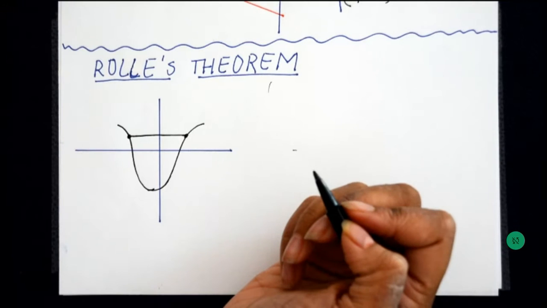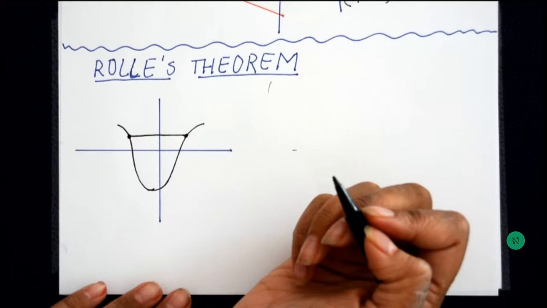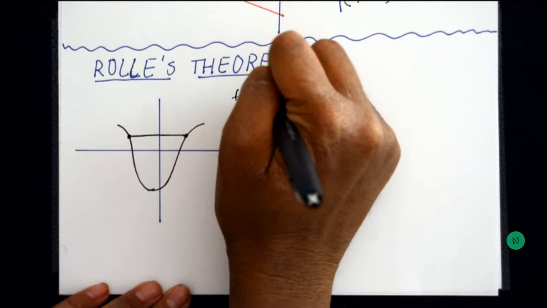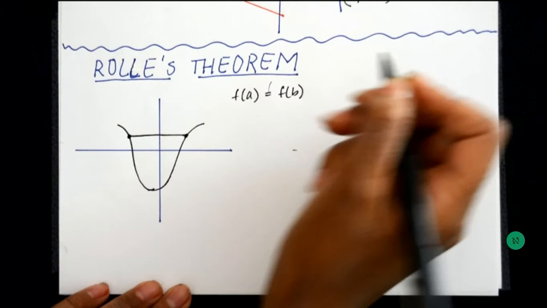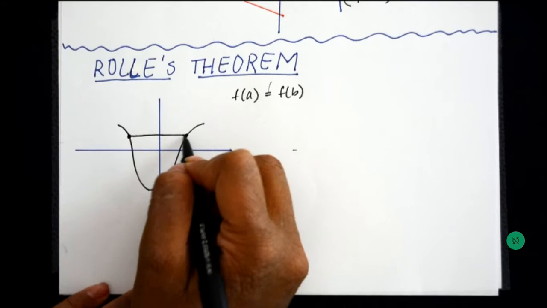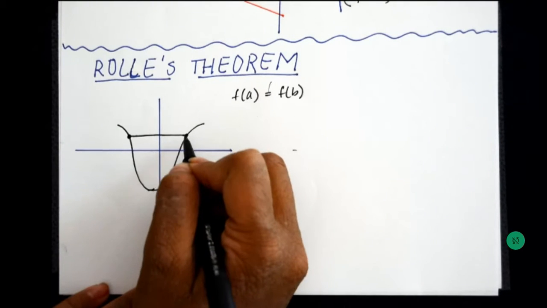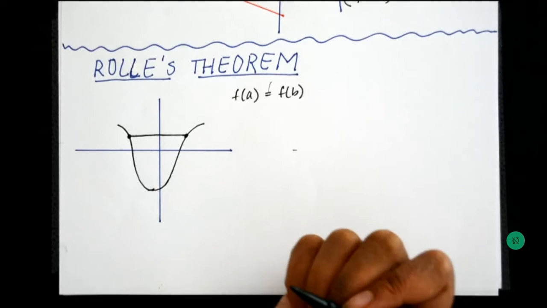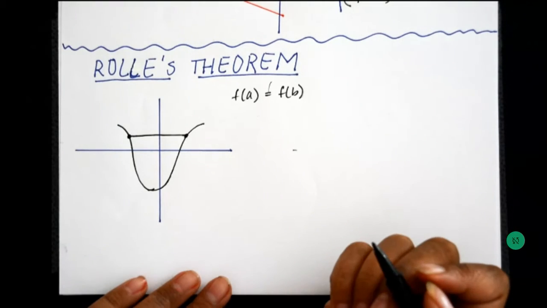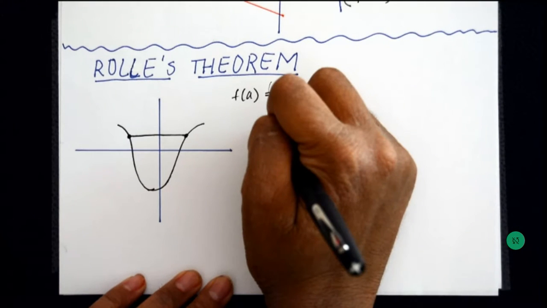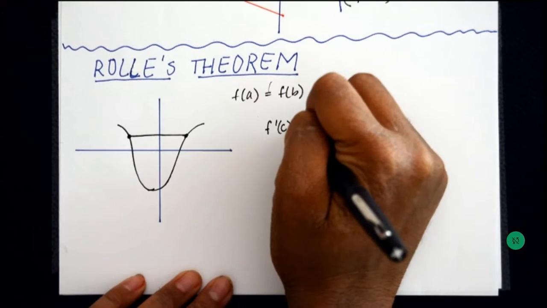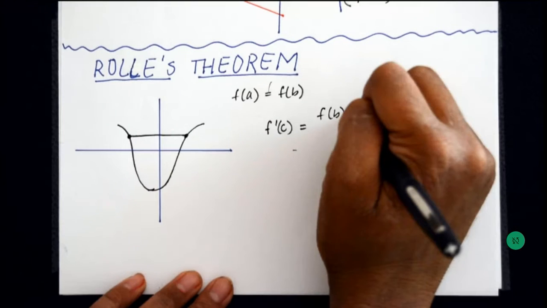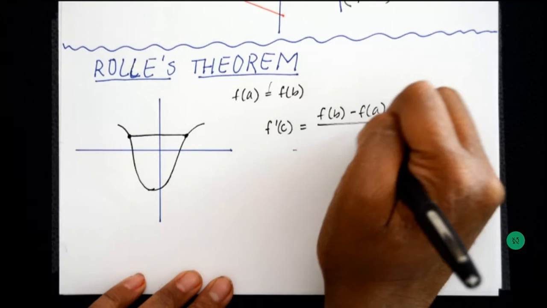So the special case that Rolle's theorem has is that f of A should equal f of B. So if the y values at points A and B are equal, then you can use Rolle's theorem. Obviously, you want to still make sure that it's continuous and differentiable. So, same as the mean value theorem, you're going to write that the slope of the tangent line at a point C is equal to the slope of the secant line through points A and B.